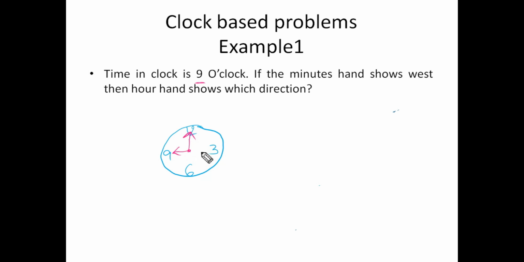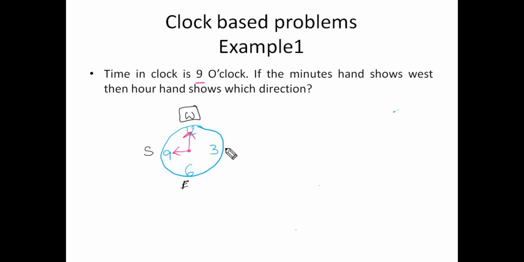At this point of time, suppose the minute hand is pointing towards west. So we learned one point: directions can be rotated. Whenever it is required, you can rotate the directions. Now tell me, west's opposite is east. West's left side is south.